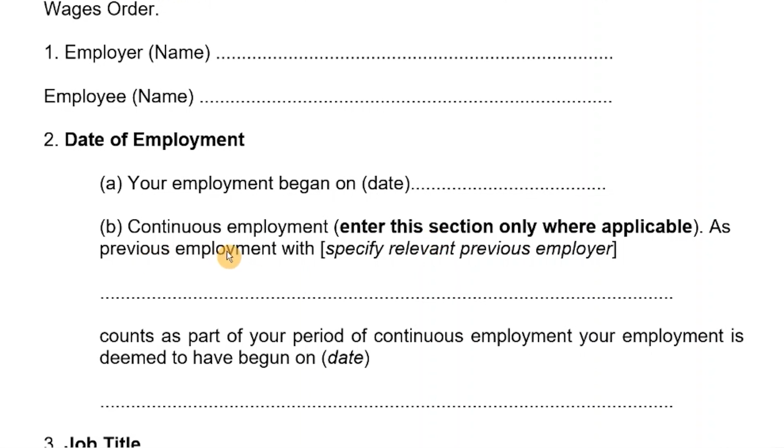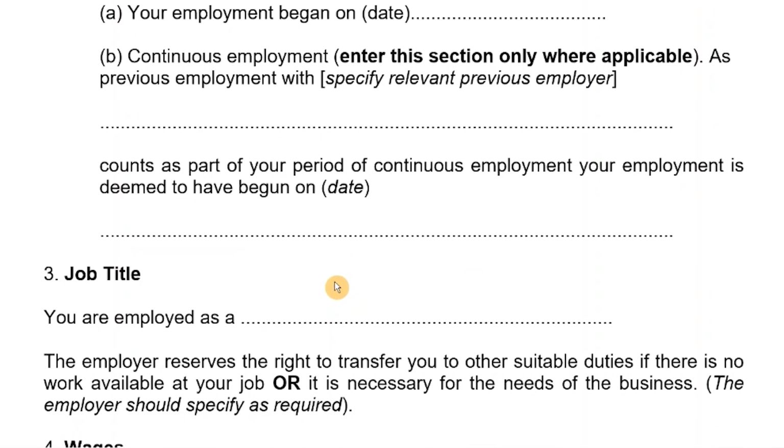So this is where previous employment with a previous employer is counting as being part of the period of continuous employment that you are employing that worker for. Job title, you need to give a job title to what you are employing the worker to do. And then we reach wages.